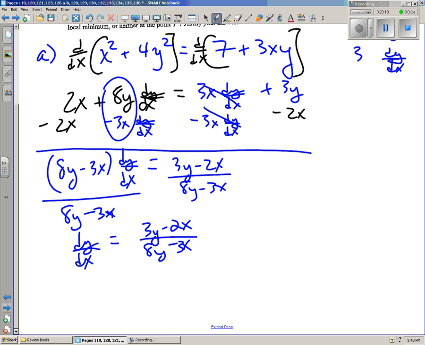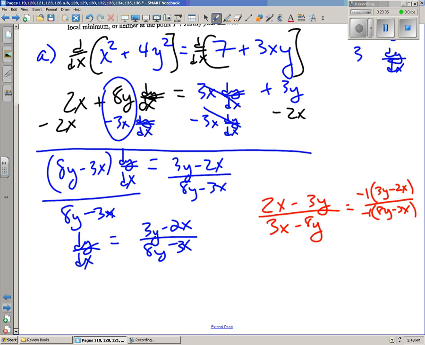Now, note, you may have done the problem and you get an answer of this. Please understand that this would be equivalent to negative 1 times 3y minus 2x over negative 1 times 8y minus 3x, and the negative ones would cancel. So that's an equivalent answer. This thing is not wrong. You just have to rewrite it how they wanted it. So I showed that this is the case.